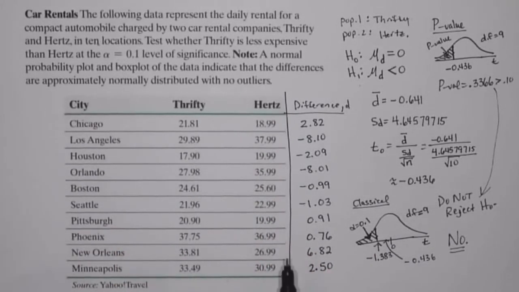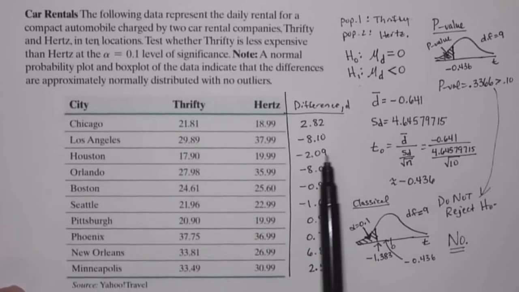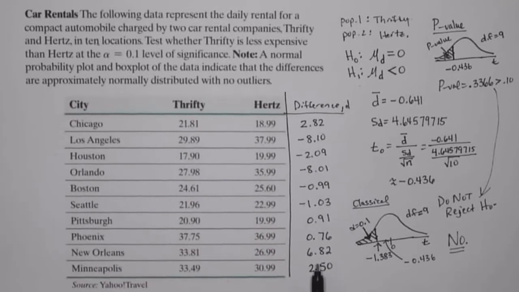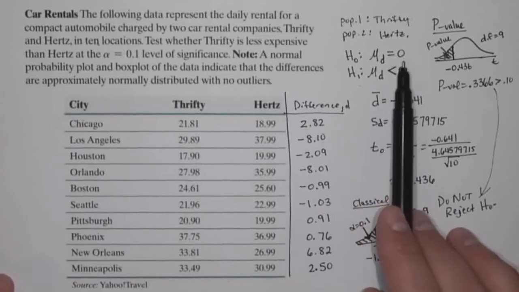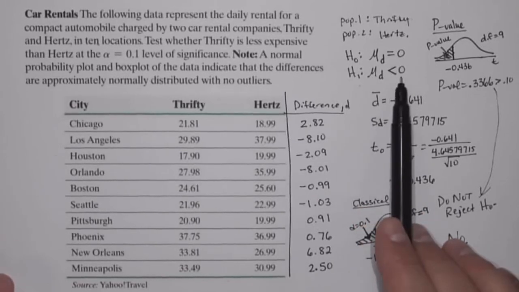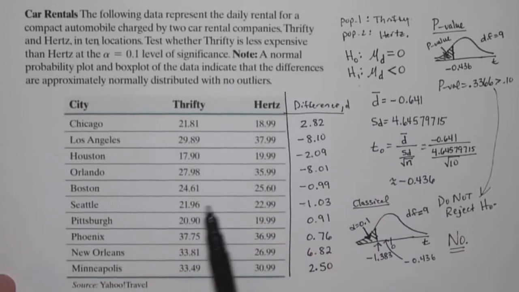So we verified that based on the statement in the problem, and we needed to find the differences so that we could test whether mu sub d equals 0 versus mu sub d is less than 0. So this is the scenario, and I'm going to show you how we can do this problem in the calculator and in StatCrunch.